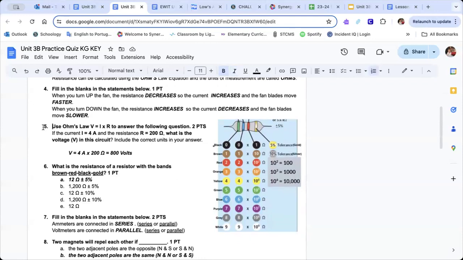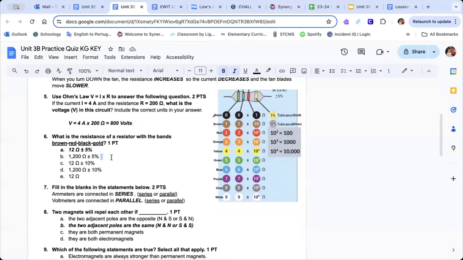Number 5 is also from entry 6. You are using Ohm's law to answer this question. You are using V equals I times R to figure out what the voltage is in a circuit with a current of 4 amps and a resistance of 200 ohms. So if I do V equals I, which is 4 amps, times R, which is 200 ohms, I get 800 volts.